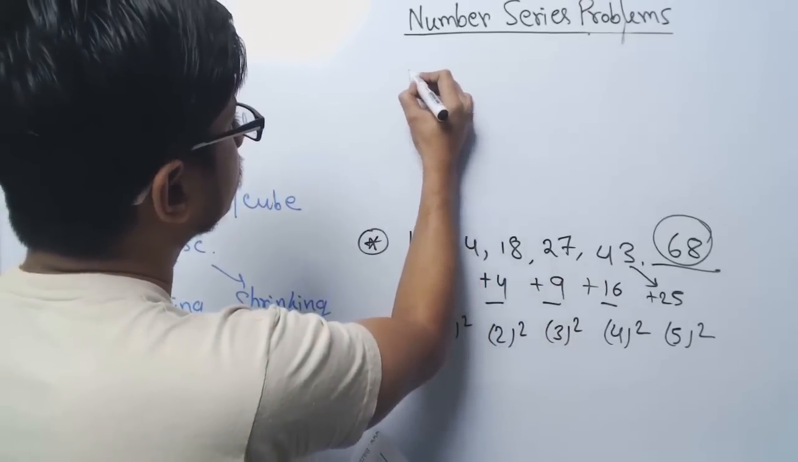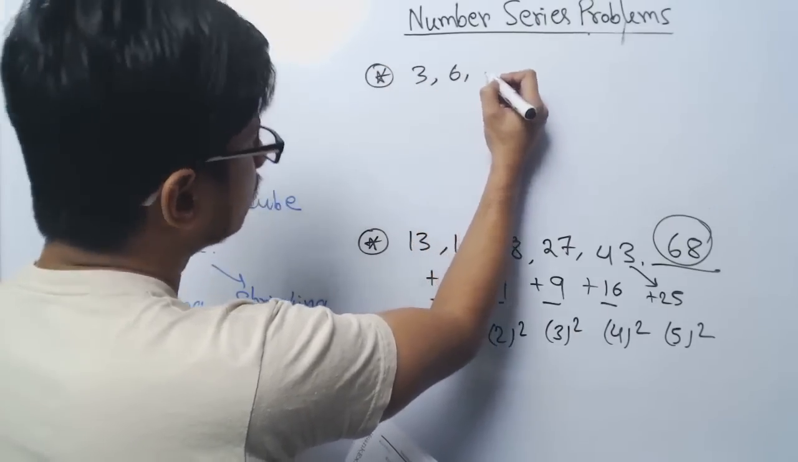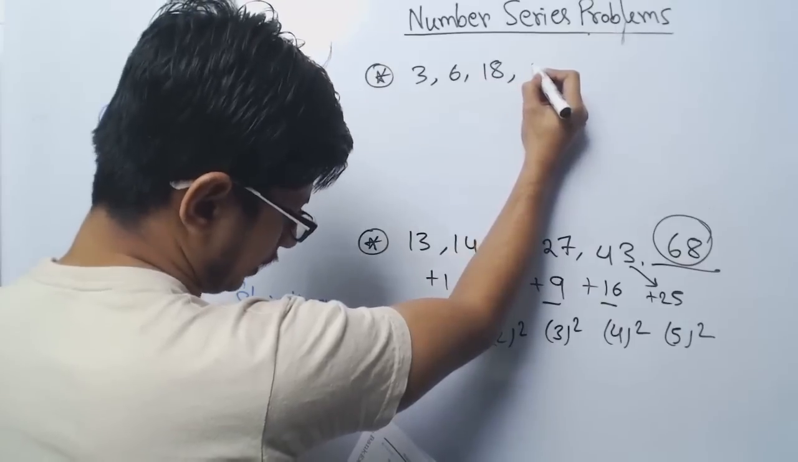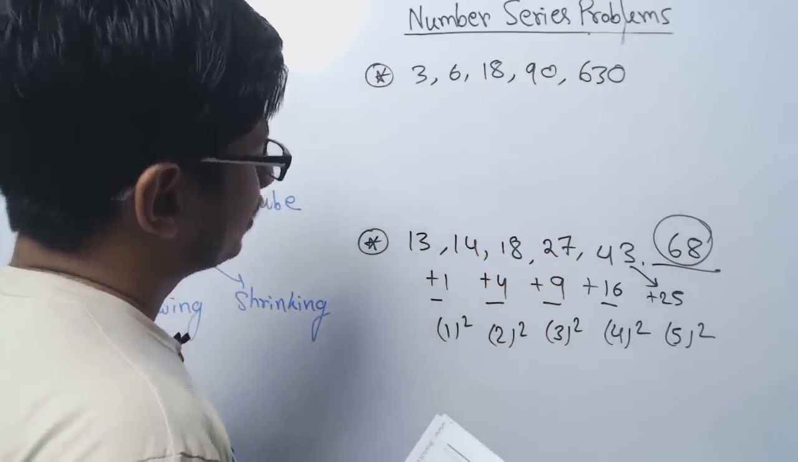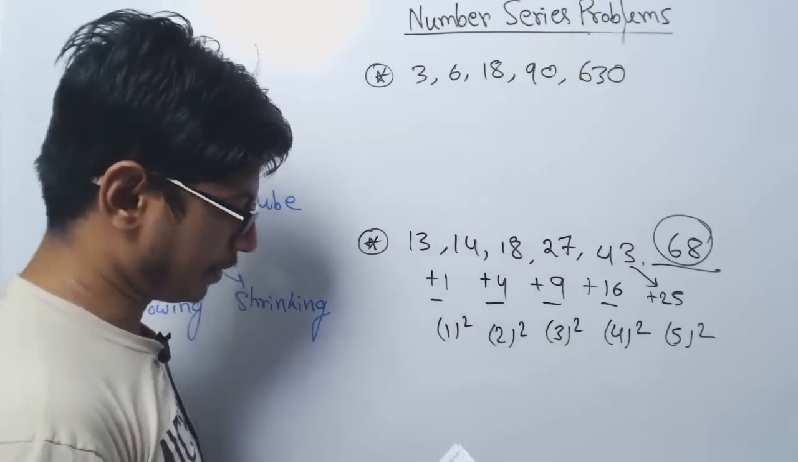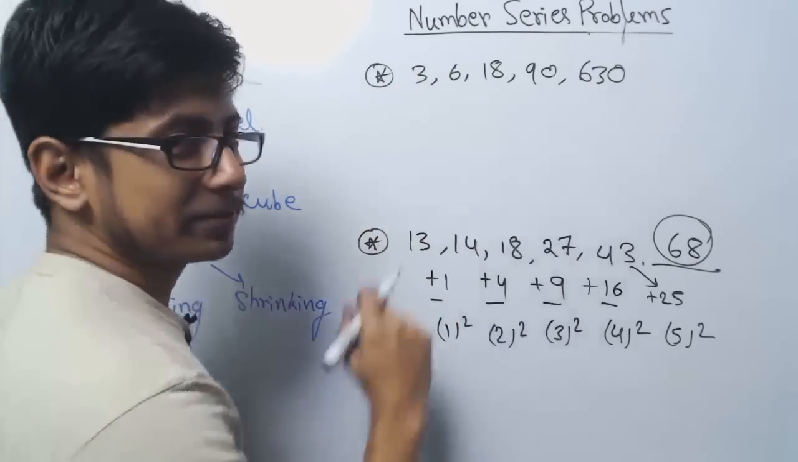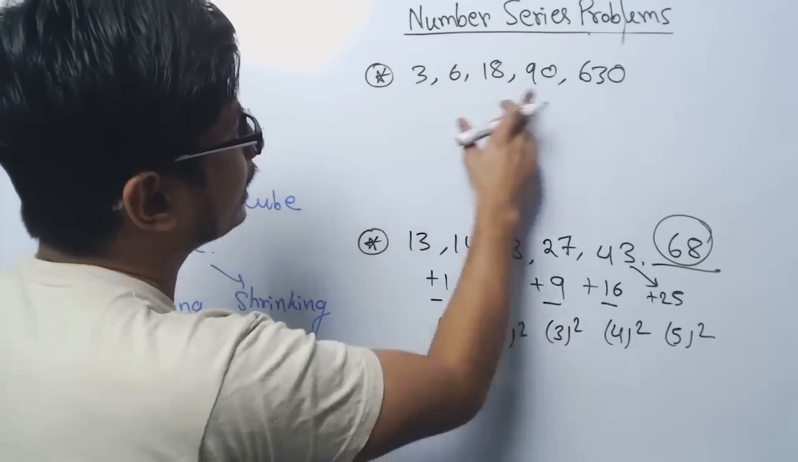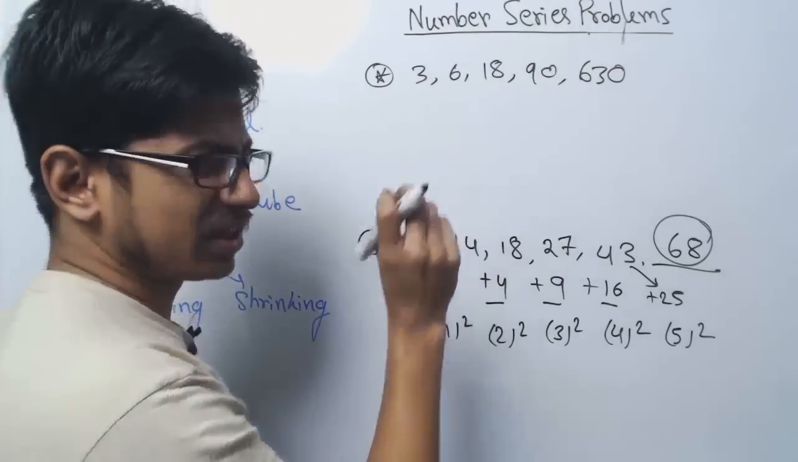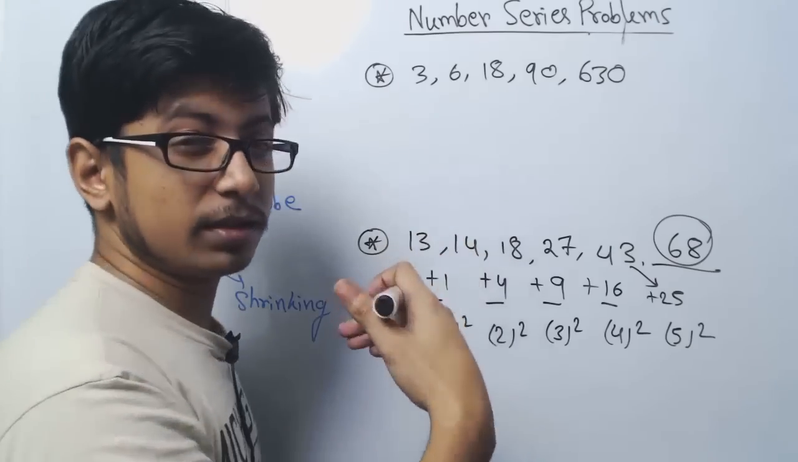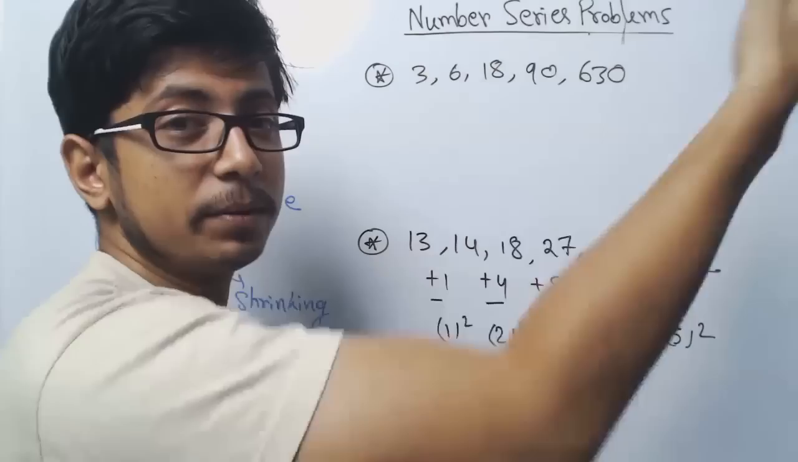It starts with 3, then 6, then 18, then 90, then 630. So this is again another type of situation. Here we go. Again, we are increasing, from 3 to 630 in 5 different numbers. 3 to 6, little increment. 6 to 18, much bigger. 18 to 90, even much bigger. 90 to 630, even much bigger.